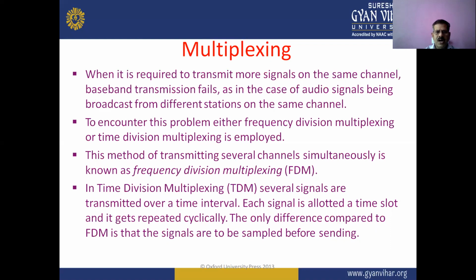This method of transmitting several channels simultaneously is known as frequency division multiplexing, FDM. In time division multiplexing, or TDM, several signals are transmitted over a time interval. Each signal is allotted a time slot and its gates repeated cyclically. The only difference compared to FDM is that the signals are to be sampled before sending.